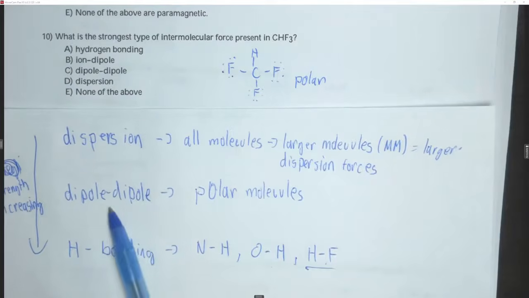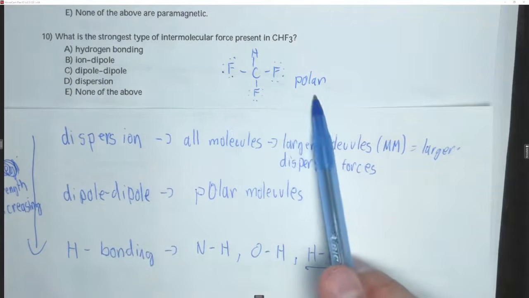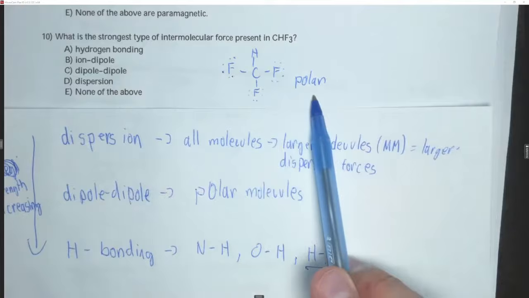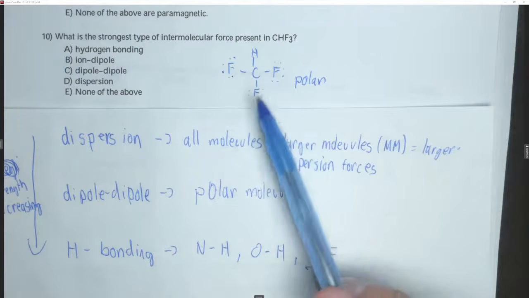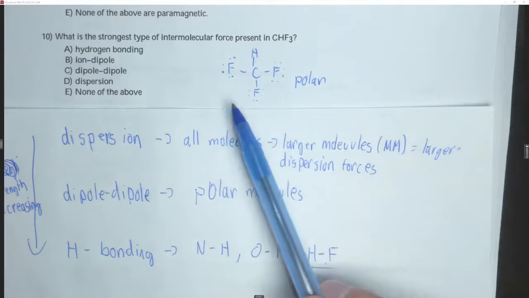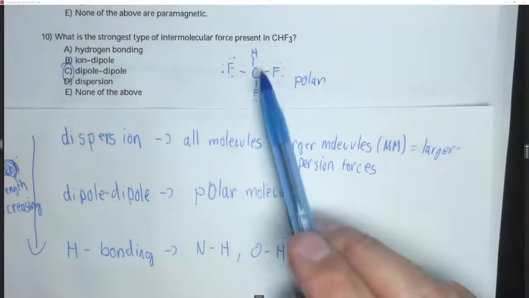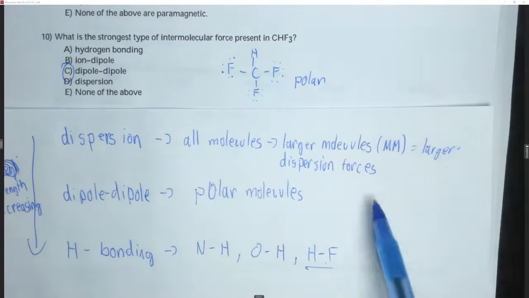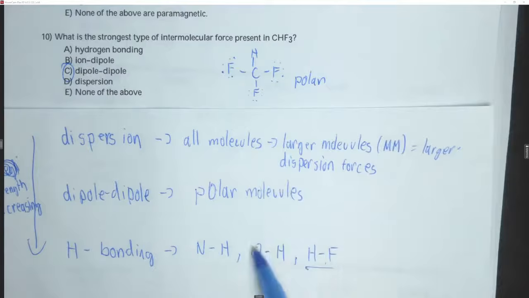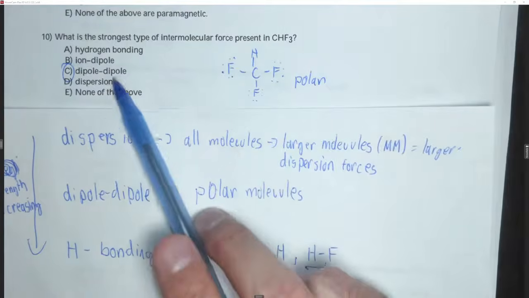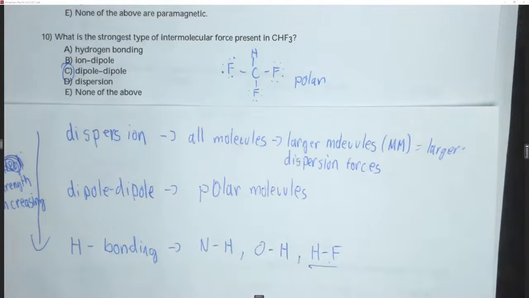So to see if a molecule has dipole, you need to draw the Lewis structure and see if it's polar. Again, it's polar if not all four domains are the same. So in this case, the answer is dipole. This molecule, of course, has dispersion forces as well, because all molecules have dispersion forces, but that's not the strongest intermolecular force because dipole is stronger.